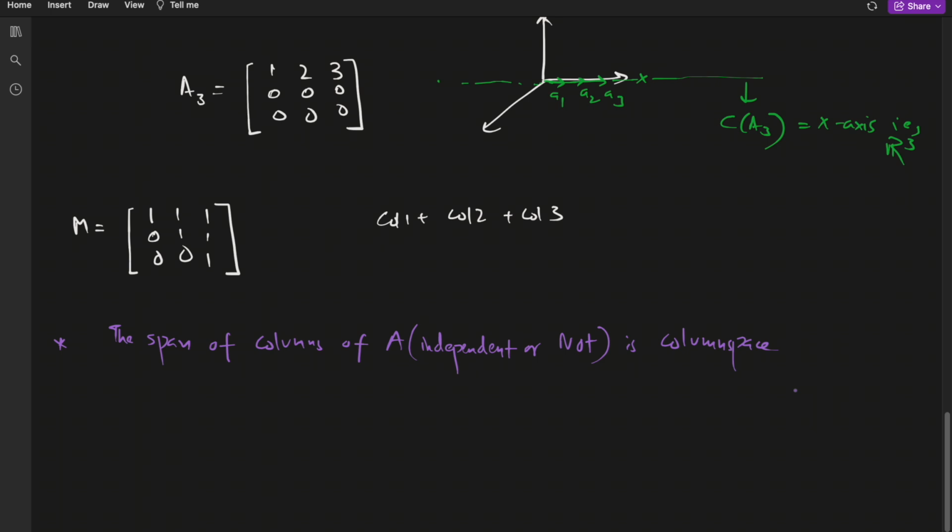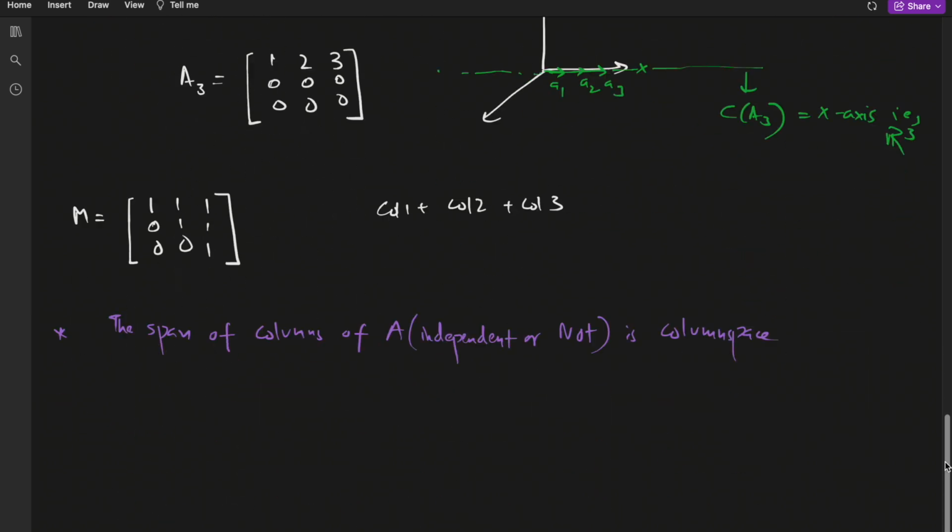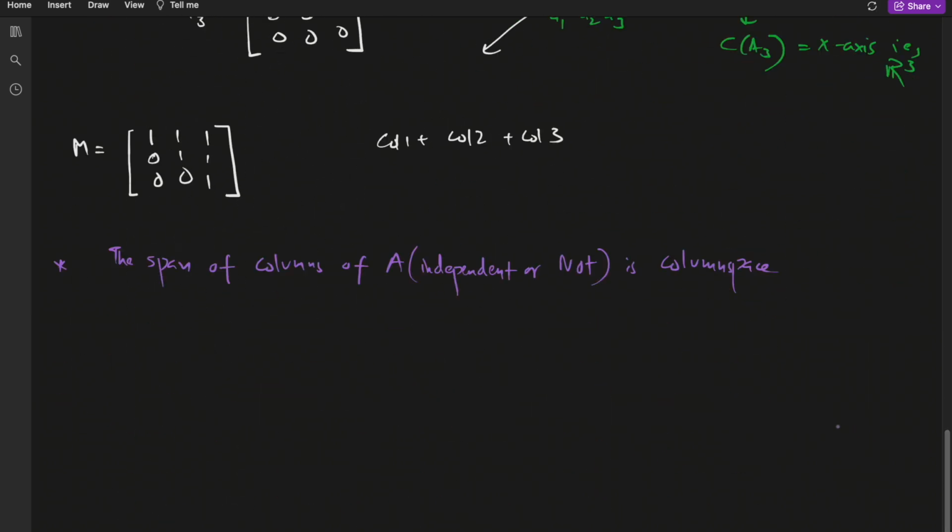All right. So basically, column space is nothing but the linear combination of columns of matrix A. All the linear combinations of columns of matrix A is column space. Or you can say the span of columns of matrix A is column space.